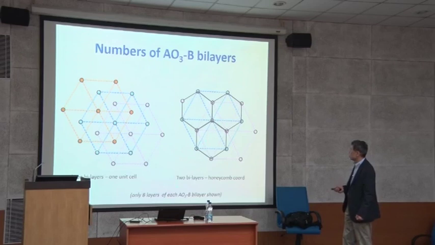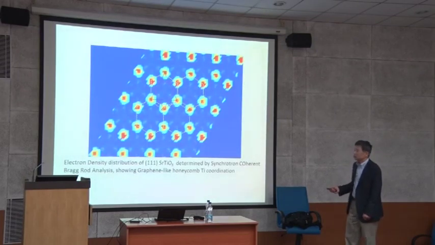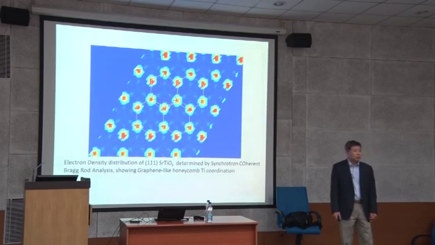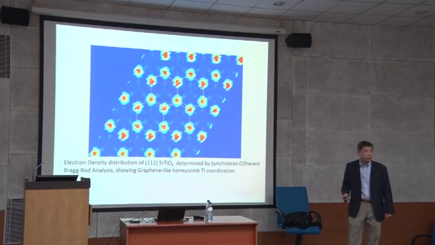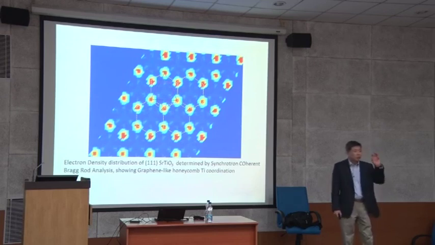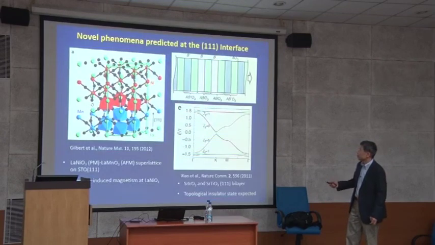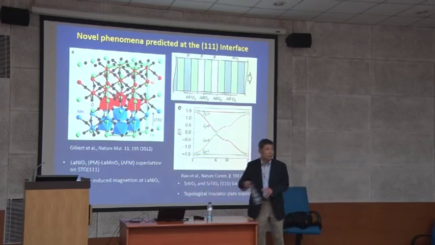Because of this structure, a lot of people are interested in it and calculating electronic structures. This is an actual map we measured by synchrotron coherent Bragg rod analysis, the 3D COBRA map. What it does is let you measure the electron density of the two-dimensional surface. These are the actual atoms measured, the graphene-like titanium coordination, and you can see it. You can connect this with the honeycomb structure. Okay? This is a real electron density mapping image of the strontium titanate surface measured by synchrotron surface diffraction. And some people have observed quite striking results from the 111 surface.